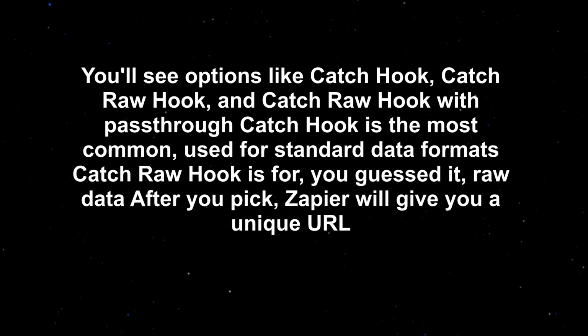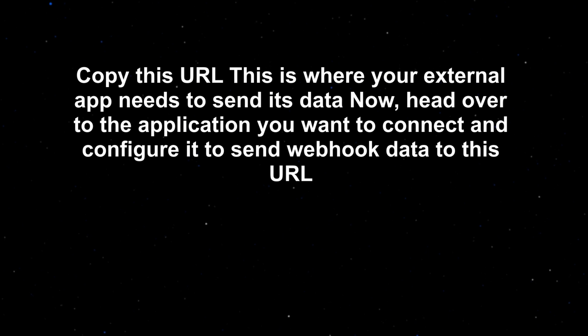Catch Raw Hook is for, you guessed it, raw data. After you pick, Zapier will give you a unique URL. Copy this URL. This is where your external app needs to send its data. Now, head over to the application you want to connect and configure it to send webhook data to this URL.